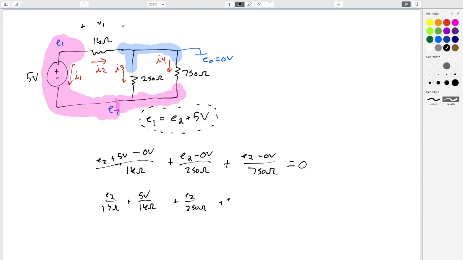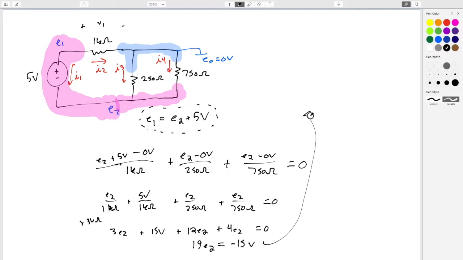plus the last term. The math again is going to start, you should be sick of this math and these number combinations now. Equals 0. Let's multiply by 3,000 ohms, like before. So this ends up being 3E2 plus 15 volts plus 12E2 plus 4E2 equals 0. Then we lump these all together and end up getting 19E2 equals negative 15 volts. E2 equals negative 15 over 19 volts.